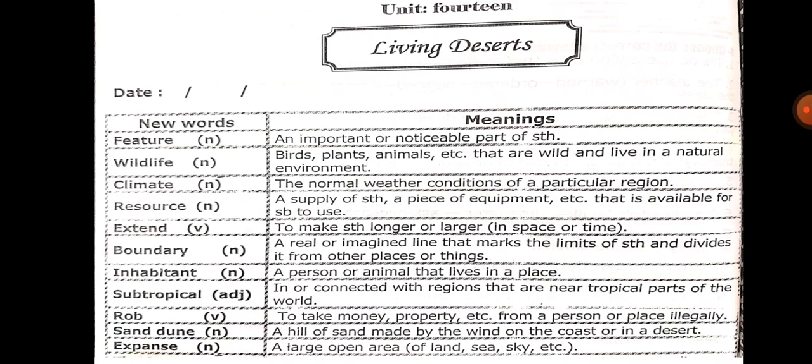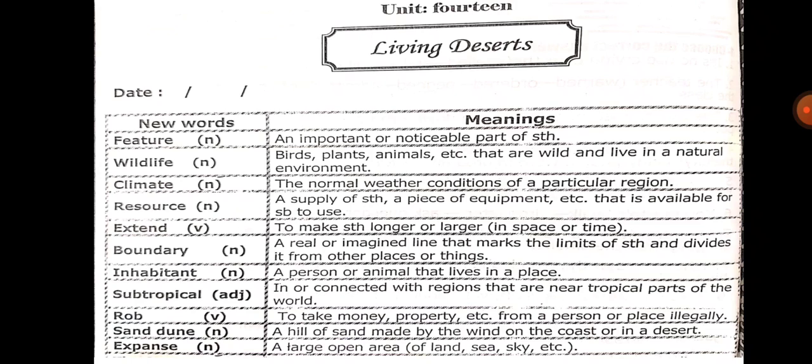Extend, to make something longer or larger. Boundary, a real or imagined line that marks the limits of something and divides it from other places or things. Inhabitant, a person or animal that lives in a place. Subtropical, in or connected with regions that are near tropical parts of the world.